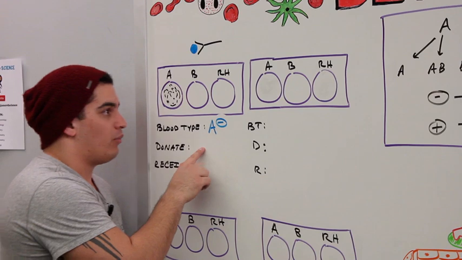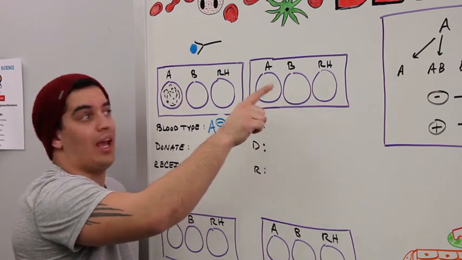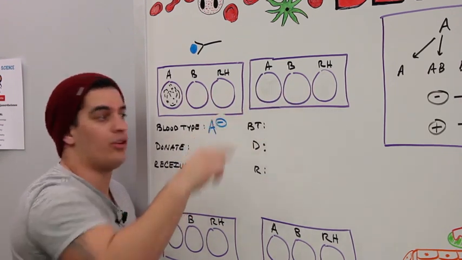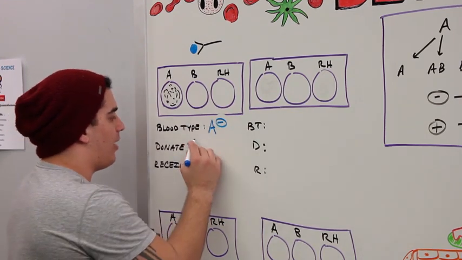Now, donating. We already said, who can A donate to? A can donate to A, and it can donate to AB. So we already have that down.